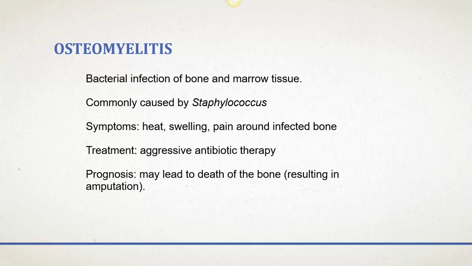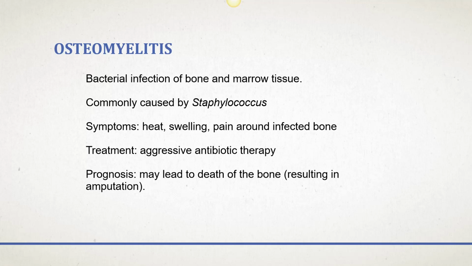And then osteomyelitis. Itis is talking about inflammation. Osteomyelitis is a bacterial infection of the bone and the marrow tissue, so the red marrow and yellow marrow. It's commonly caused by staph species, and symptoms of osteomyelitis include heat, swelling, and pain around the infected bone region. To treat this, you need aggressive antibiotic therapy. The prognosis, it may lead to the death of the bone, which may result in amputation. You may have to have regions of the bone cut out due to the death of the bone.